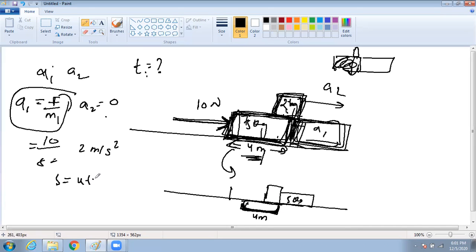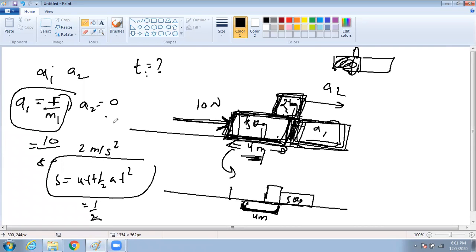So S equal to UT plus half AT square. Correct? So initial velocity is how much? 0? Yes or no? Initial velocity is 0 or not, beta? Nobody is moving. Yes, sir. Okay. So now what happens? Half AT square, half. How much is the acceleration?